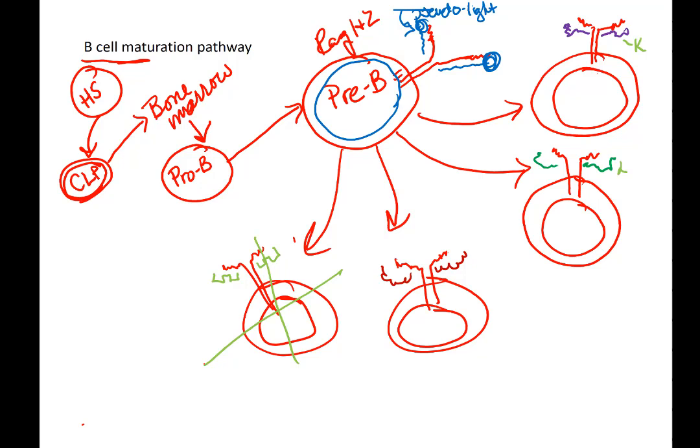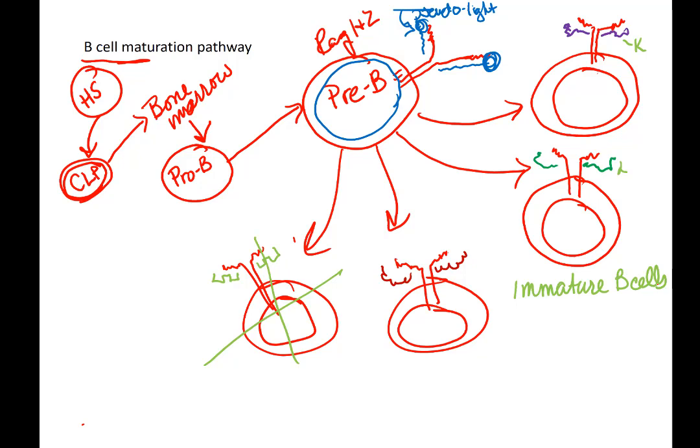Okay? And once we create a successful light chain, then we have an immature B cell. A successful immature B cell. Okay? So here we have successful immature B cell. And why is it an immature B cell?